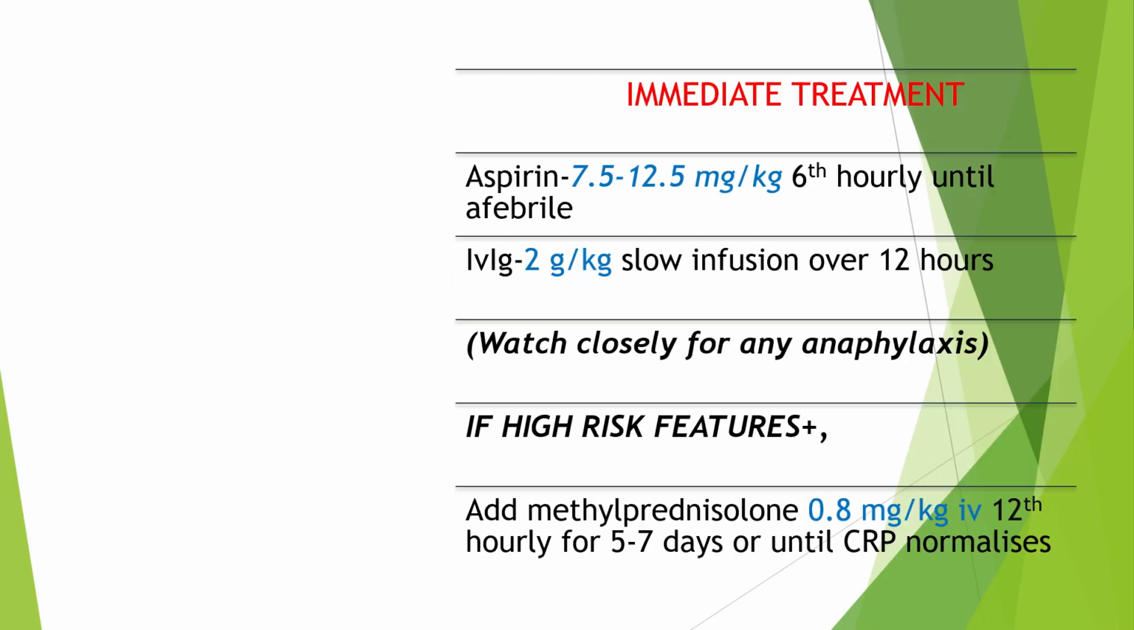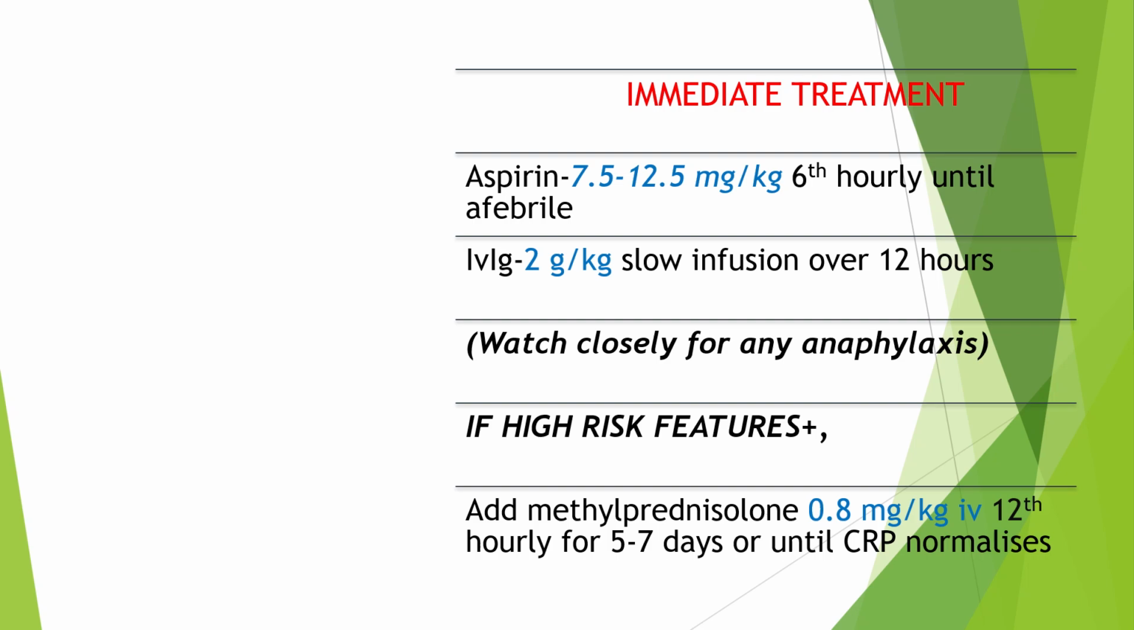And what is the treatment? We should identify Kawasaki early and treat it immediately. We should start with aspirin. What is the dose? 7.5 to 12.5 mg per kg, 6th hourly, until the patient is afebrile. Then you have to start IVIG, intravenous immunoglobulin, 2 gram per kg as a slow infusion over 12 hours. You have to start it very slowly. Watch for any reaction, any anaphylaxis. If there is any reaction, stop it, wait for 15 minutes and then restart.